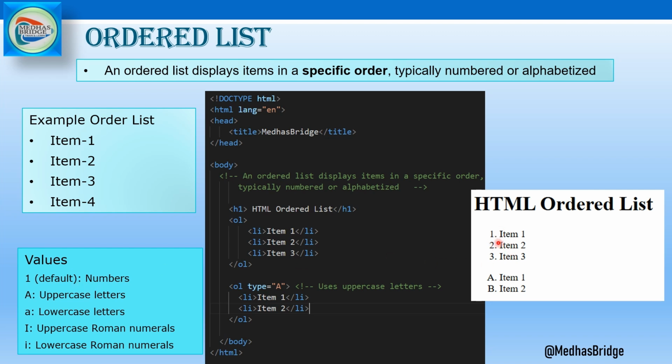If you want to change it, instead of numbers, let's say you want to use uppercase alphabets, put type equal to A, and then you will start getting uppercase A, B, C for your order. Do you get it? You have other values also. A means uppercase letters, small a means lowercase letters, I means uppercase Roman numerals, small i means lowercase Roman numerals. These are all the variants that you can use to create an ordered list on a web page.